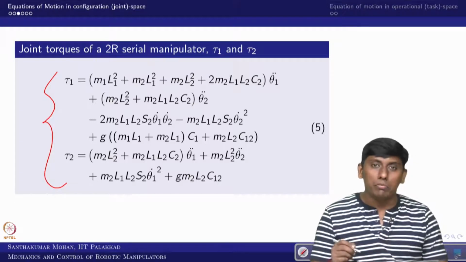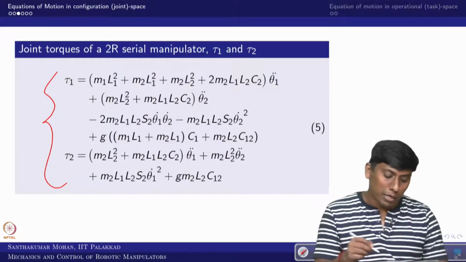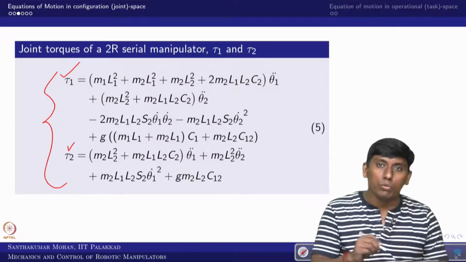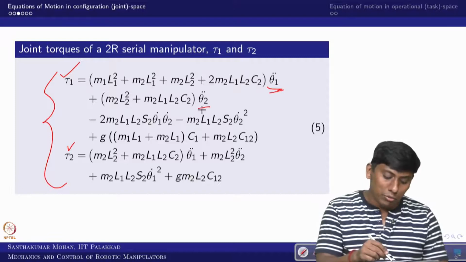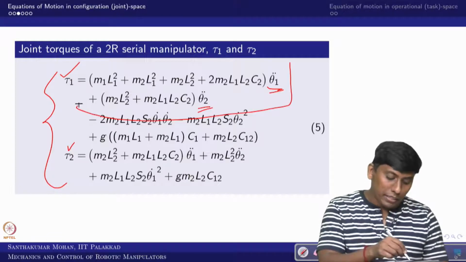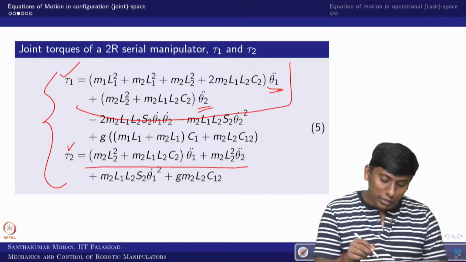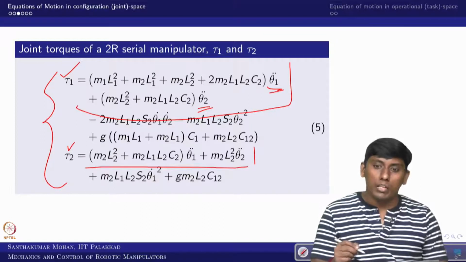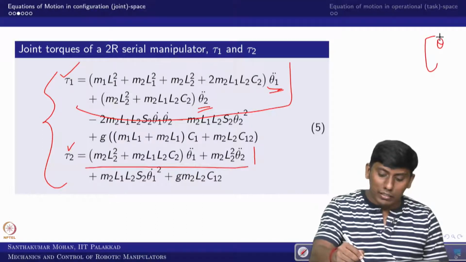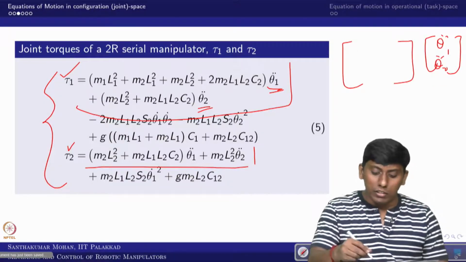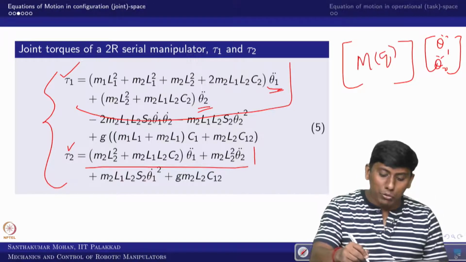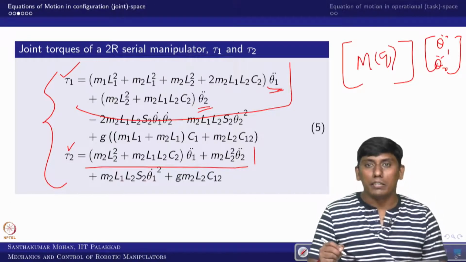These are the two equations which we derived for a 2R serial manipulator, which we call tau 1 and tau 2. Now you can see that the theta 1 double dot and theta 2 double dot terms we separate out. Similarly, in the second equation also we separate them. You are interested in this, so you rewrite the equation and you get a coefficient matrix, which we call M of q, the inertia matrix.